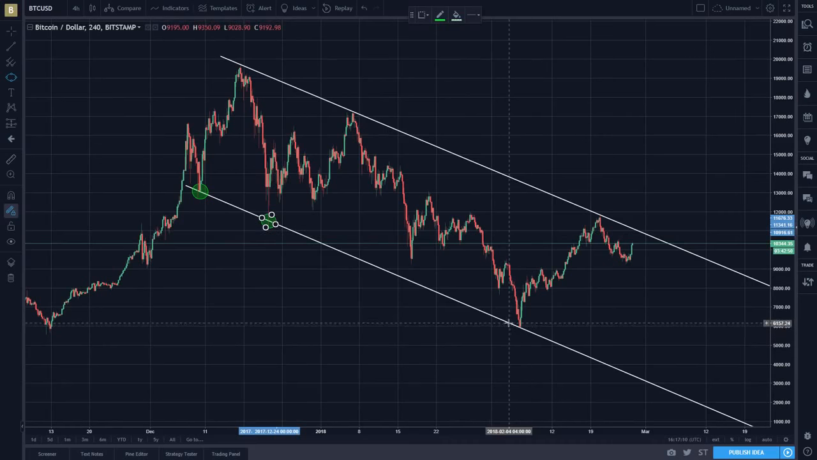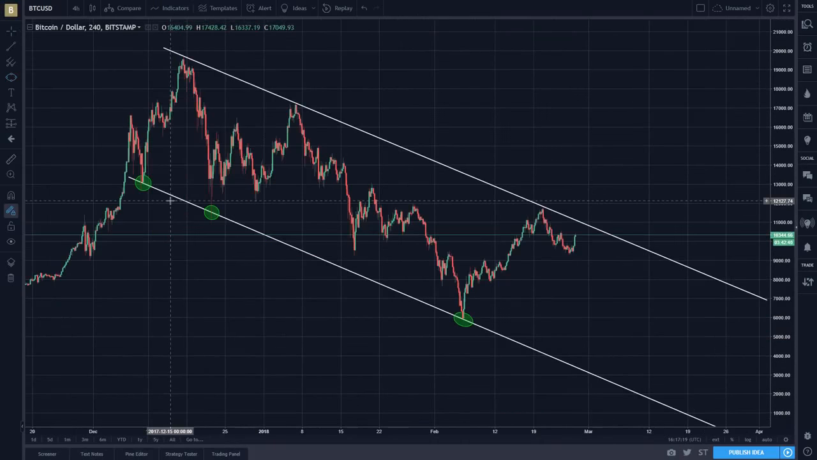And obviously this here was a pretty major level of support. We bounced really heavily off of that. So on this support trend line, we have 1, 2, 3 points of confirmation. 3 points of confirmation makes it a really strong trend.